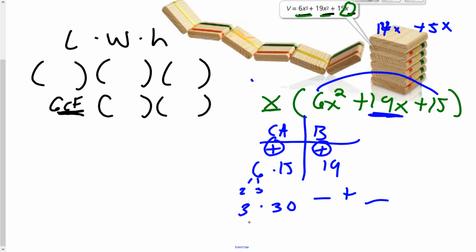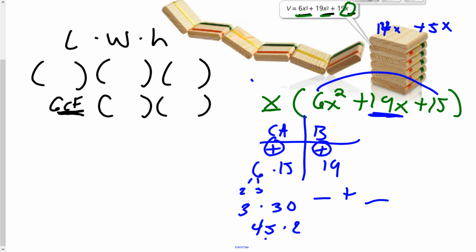How about, mix it up some more, how about 45 and 2? Let me make sure I have this right. 45 and 2. That doesn't add up to 19. So is there anything that's going to work here? Let's see. How about smaller numbers? How about 9 and 10?